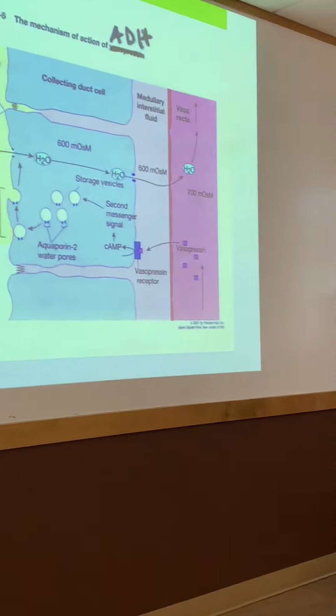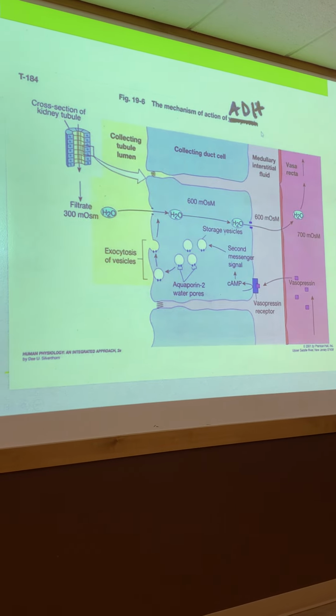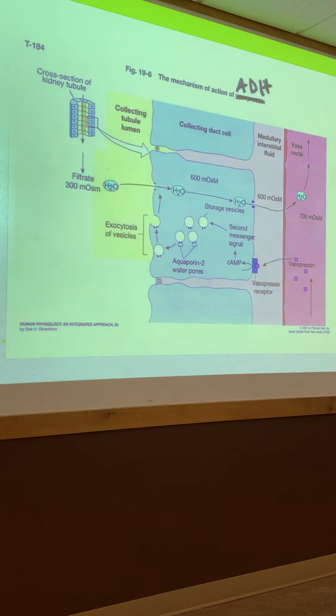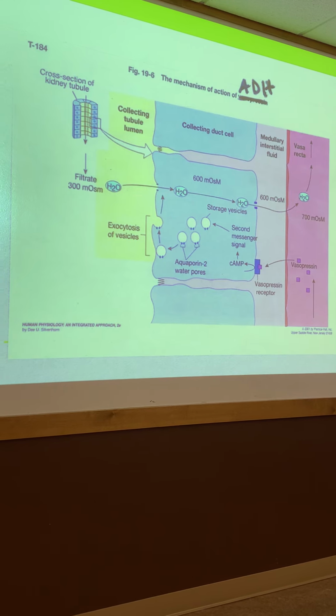So here's the mechanism of how ADH actually works. It doesn't work at the level of the loop of Henle. It works a little bit later. This is another picture from a different book. Remember, another word for ADH is vasopressin. Whatever. I don't like vasopressin. I like ADH because it tells me what it is.